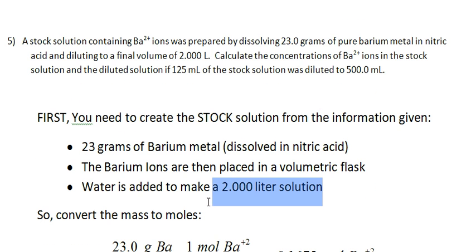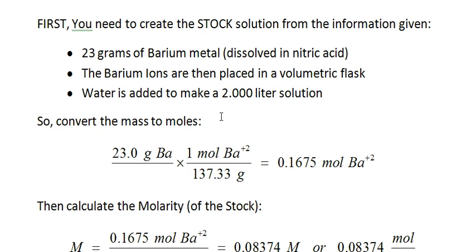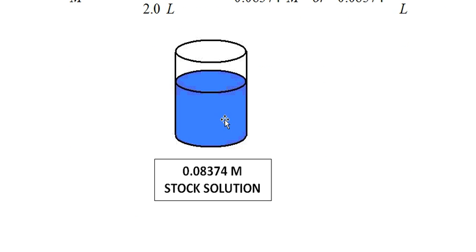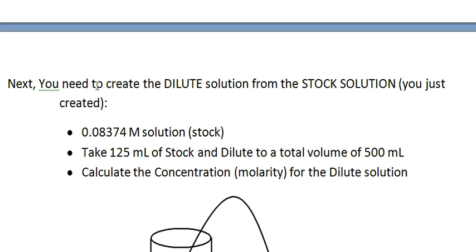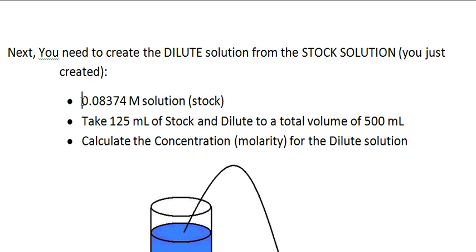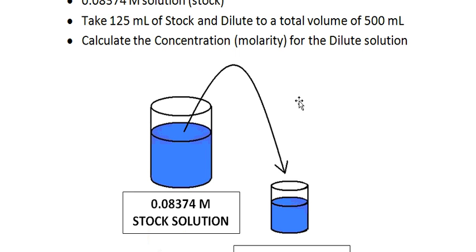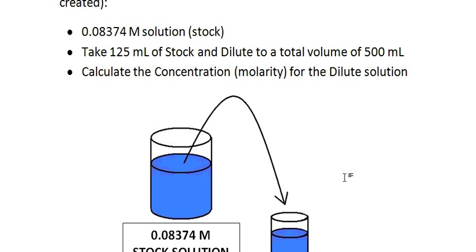What the question now asks us to do is to take 125 milliliters of that stock solution and prepare a dilute solution. So we want to now create a dilute solution from the stock that we just created. So here's the information that we know. We know our concentration. We know we're going to take 125 mils of the stock and then we're going to dilute that to a total volume of 500 milliliters. Then we want to calculate the molarity for the dilute solution.